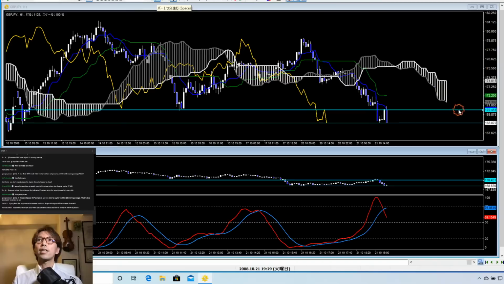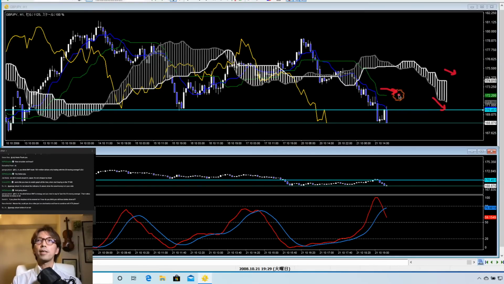Okay, and we see that Senkou Span B is slightly moving down, Senkou Span A is moving down, and Kijun-sen is sloping downward a little bit, while Kumo is moving down after a twist, right? And the thickness is okay, the length is okay, and the angle is okay too.